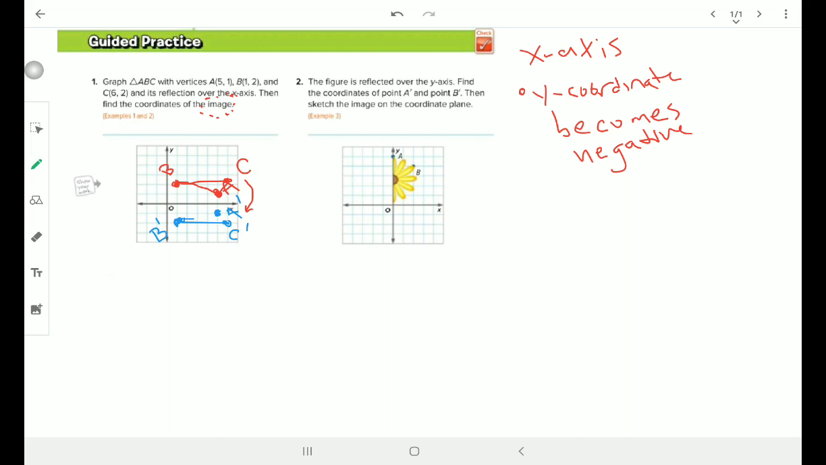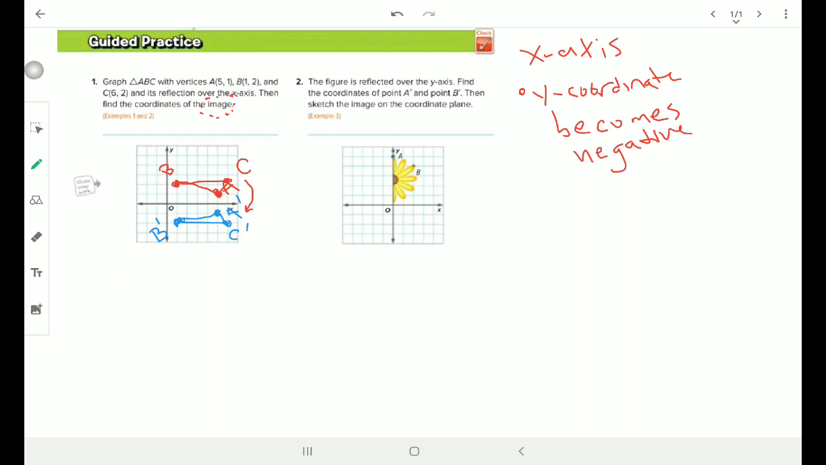And notice our shape is still congruent, okay? That triangle still has the same shape. I know it's kind of hard to see. My triangles aren't the greatest. But it stays the same shape and stays the same size. It doesn't change the congruence.